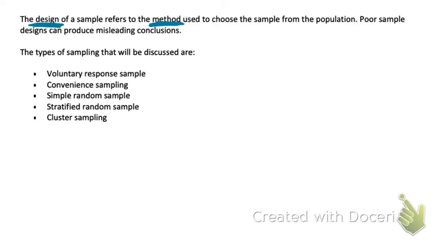These are the 5 most common ways. So we've got voluntary response, convenient, simple random sample, stratified, and cluster. Have any of you heard of any of those before? Maybe. Yeah. Which one? Cluster. You've heard of cluster? What is cluster sampling? It's random.